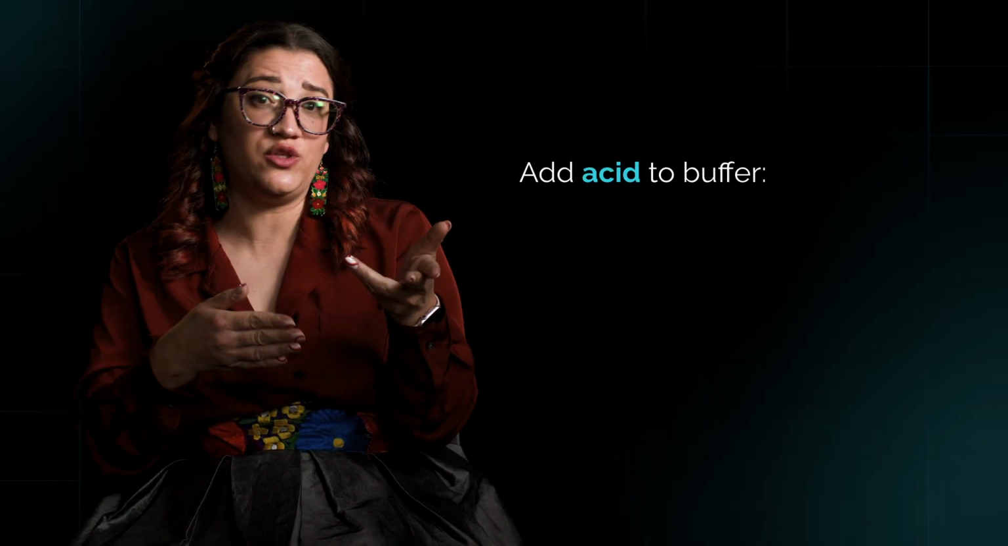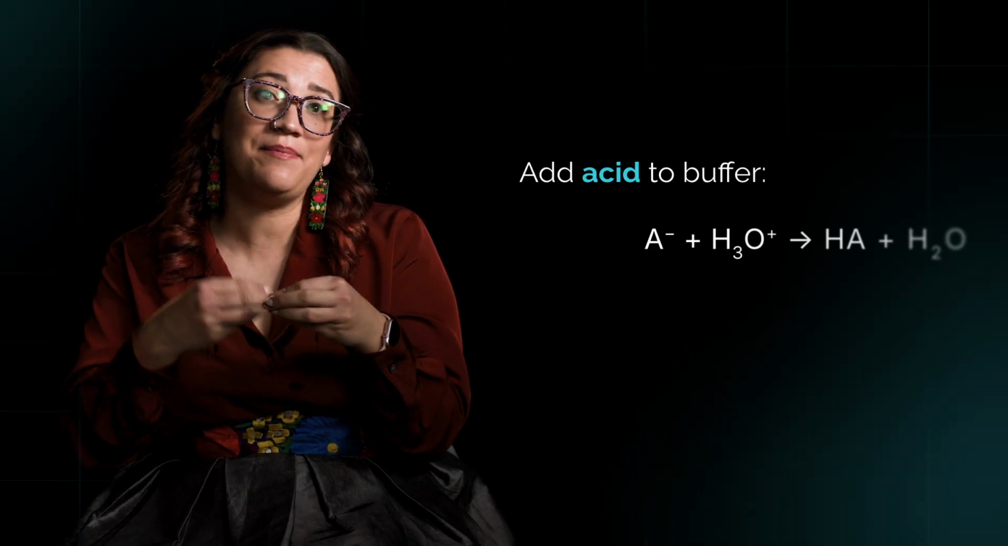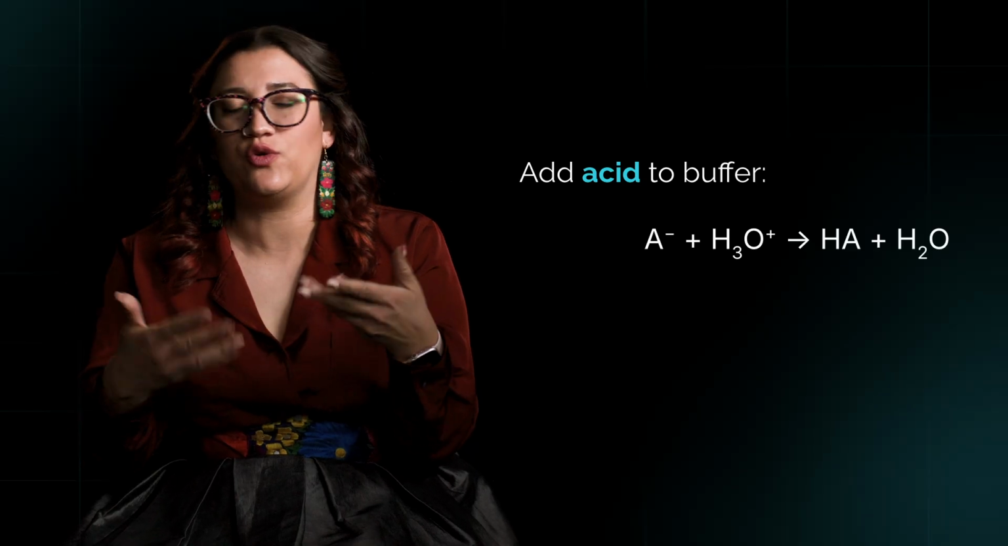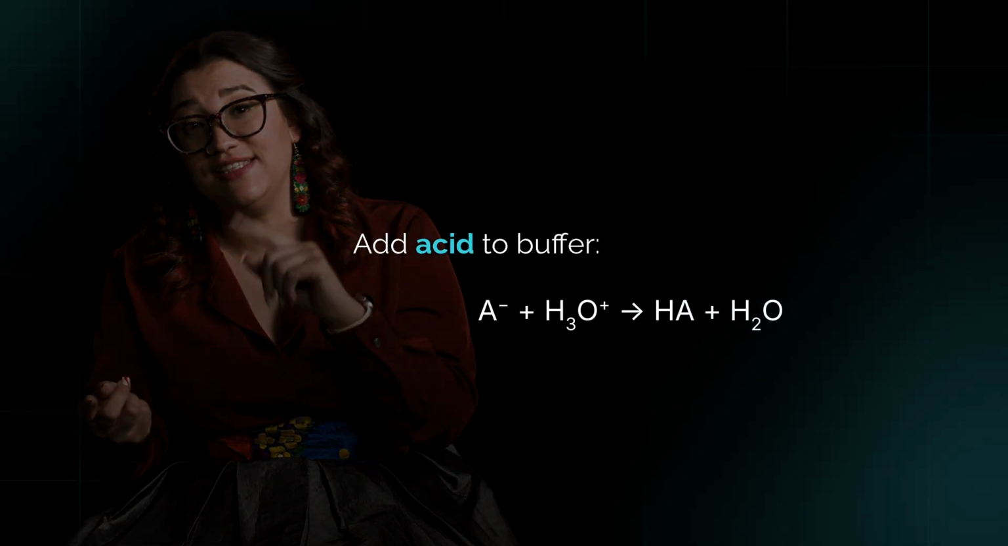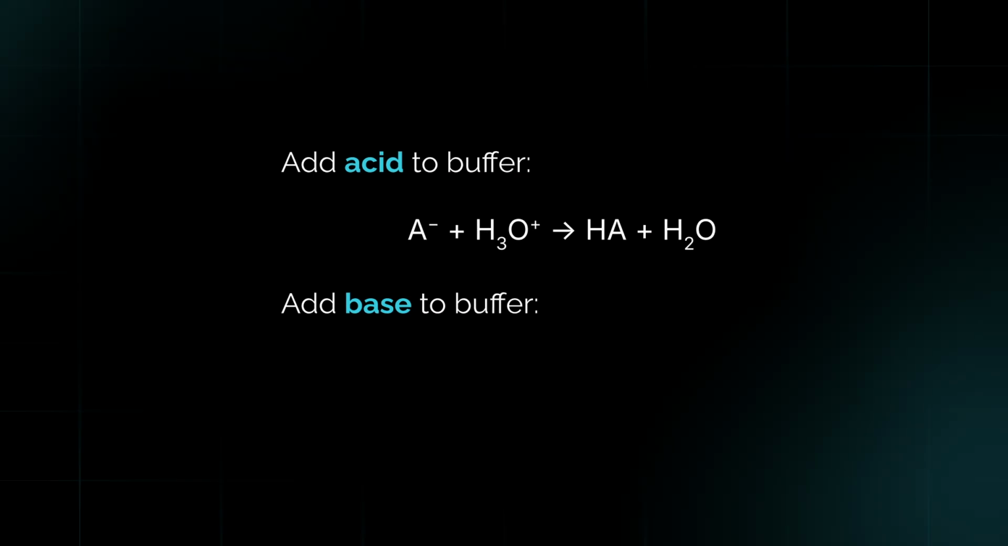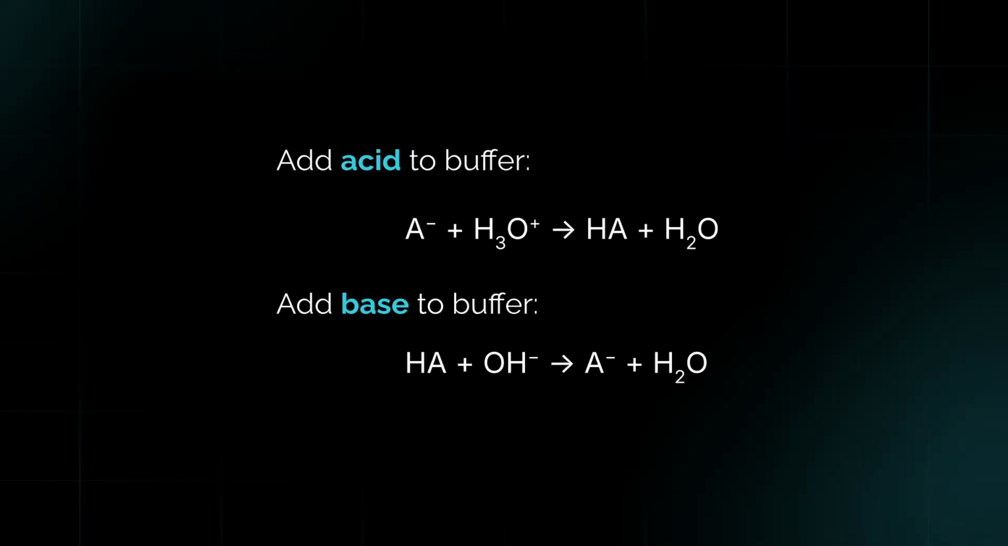So if we, for example, add an acid to a buffer solution, then the conjugate base reacts with the extra hydronium ions. If instead we add a base, the conjugate acid reacts with the additional hydroxide ions. That's the key to designing an effective buffer, understanding how it responds when acid or base is added.